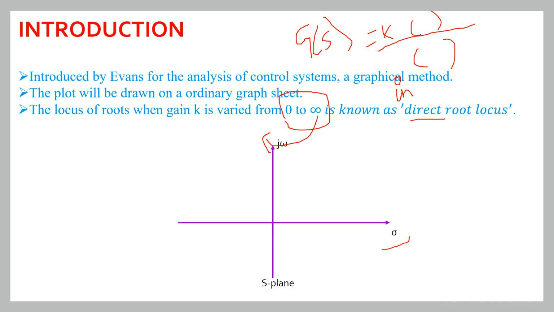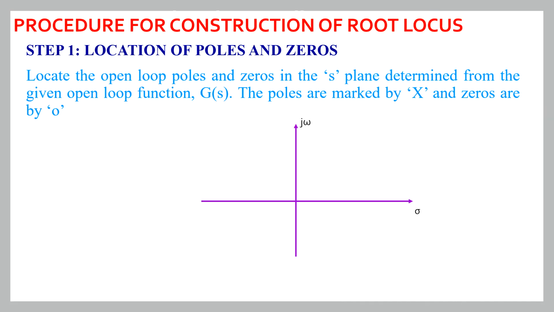The S-plane is represented with the real axis, the X-axis, denoted by sigma. The imaginary axis is j omega, which is nothing but the y-axis. Usually, the root locus is a symmetrical plot. So, the scale on the above real axis and below real axis would always be the same. It is a symmetrical plot.